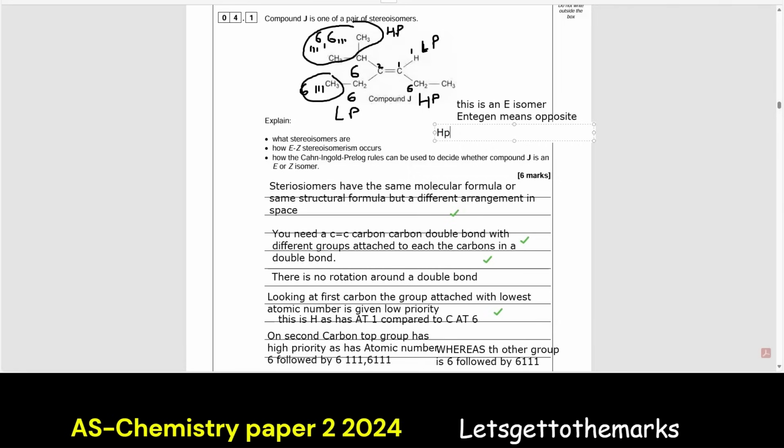So HP and LP on the same side of the double bond: you've got opposite groups on the same side of the double bond. If I had two low priority groups together, it would be the Z isomer, which stands for zusammen, meaning together, like sisters. Anyway, I've laboured that point. So yes, we get 6 marks for that.